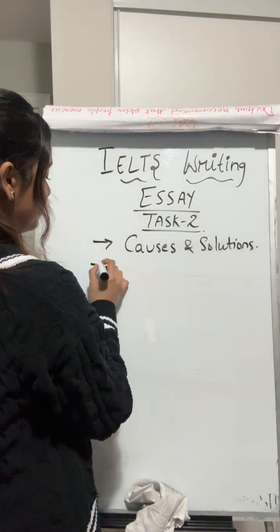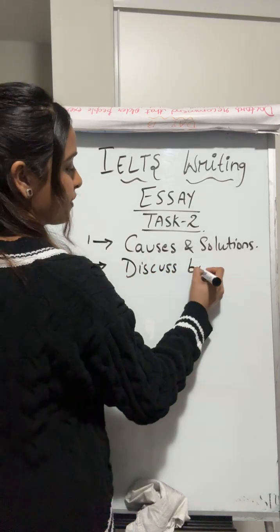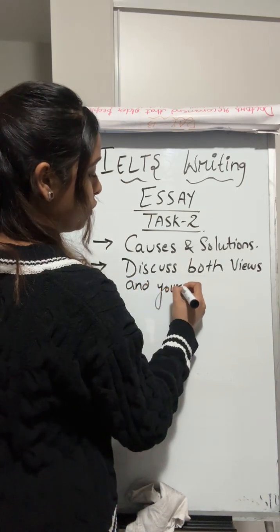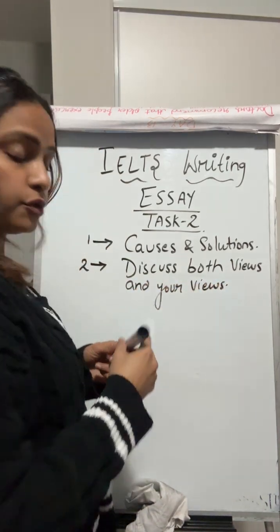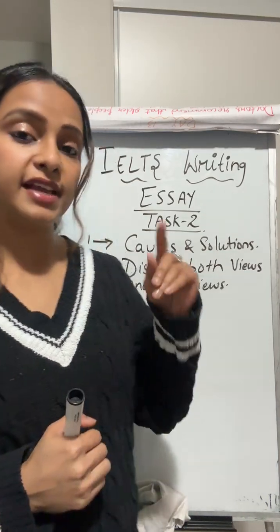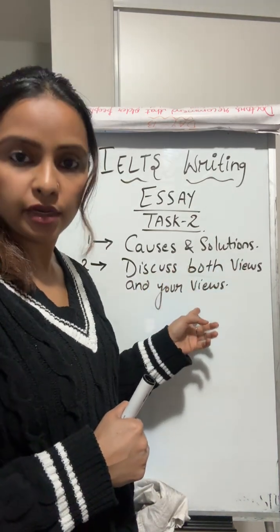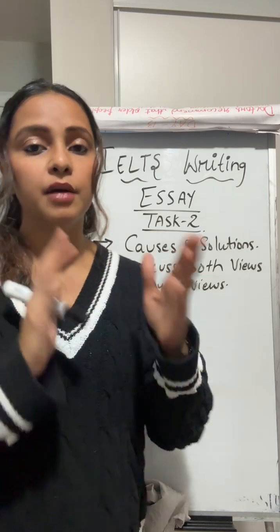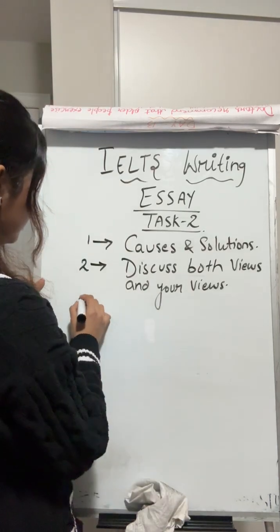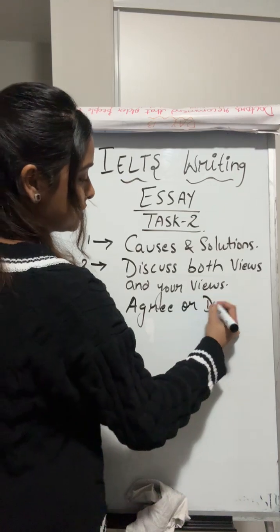Then we have type number 2, which is called discuss both views and your views. Two views, two opinions, will be given to you here. The examiner will ask you to discuss both the views one by one, and also what you think, your opinion. So you have to write about both the views and your views also. The third type of essay is called agree or disagree.